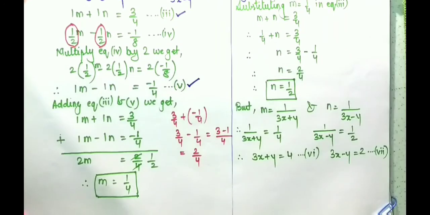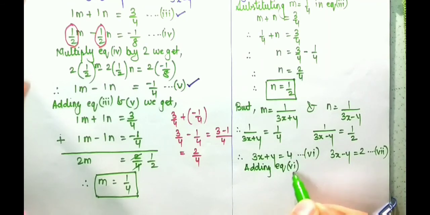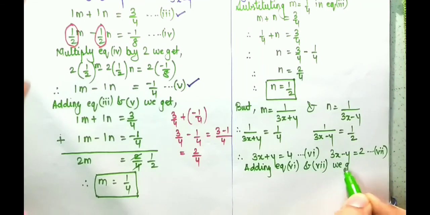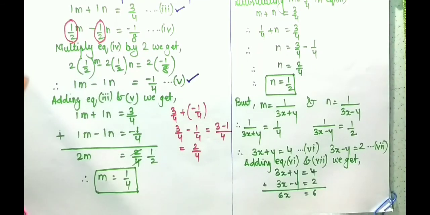Now I will be solving these two equations just as I solved all the other equations. Since the coefficient of variable y is the same but has different sign, I'm adding equation 6 and equation 7. This gives me 6x is equal to 6. Further solving, I get x is equal to 1.